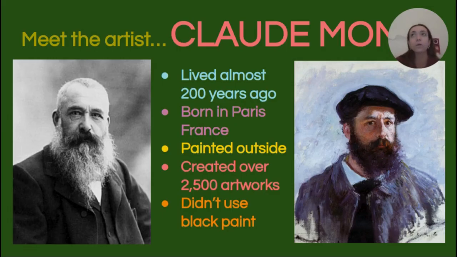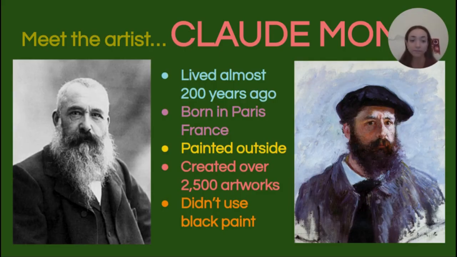Something interesting about Monet is that when we regularly think of artists, we think of them working in studios or specific places indoors. But Monet actually painted outside. If he saw a beautiful sunset or a beautiful scene, he would take his canvas and all his paintbrushes and go outside and try to paint exactly what he was seeing in real life. And over his lifetime, he created over 2,500 artworks, which is a lot, and I think that's very impressive.